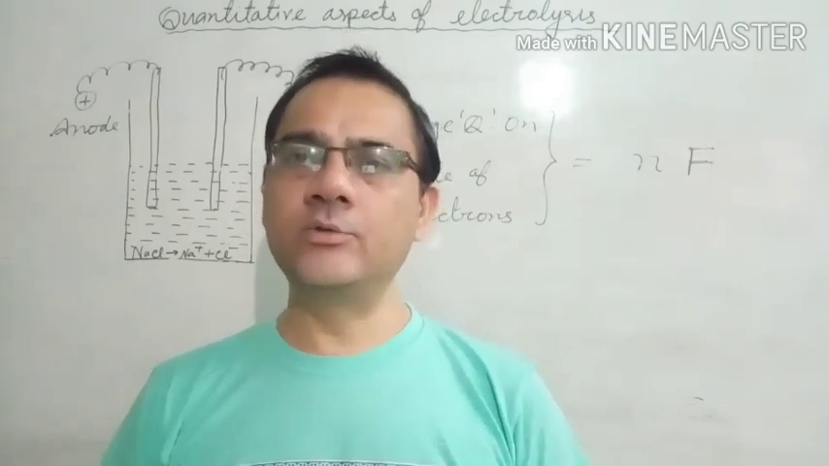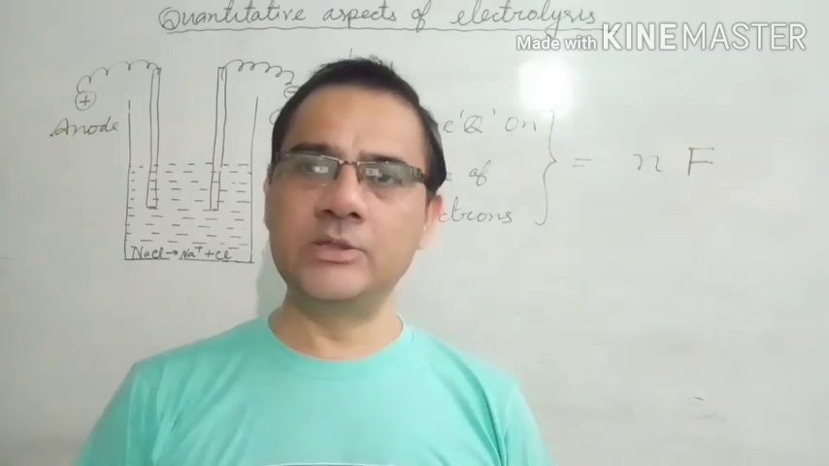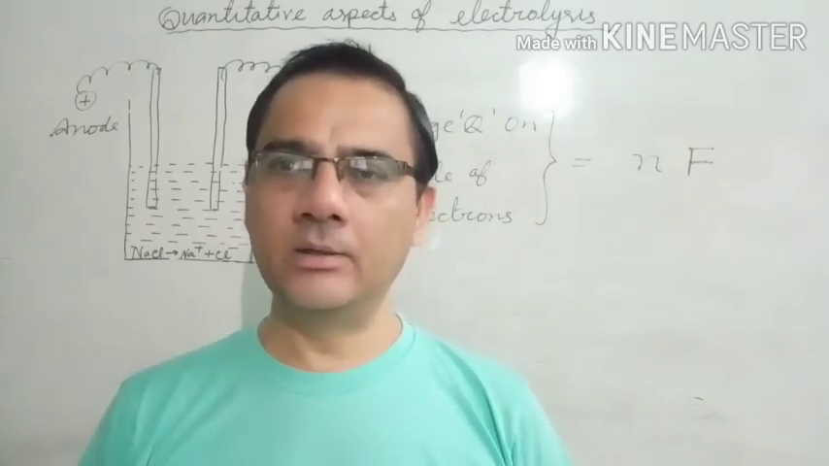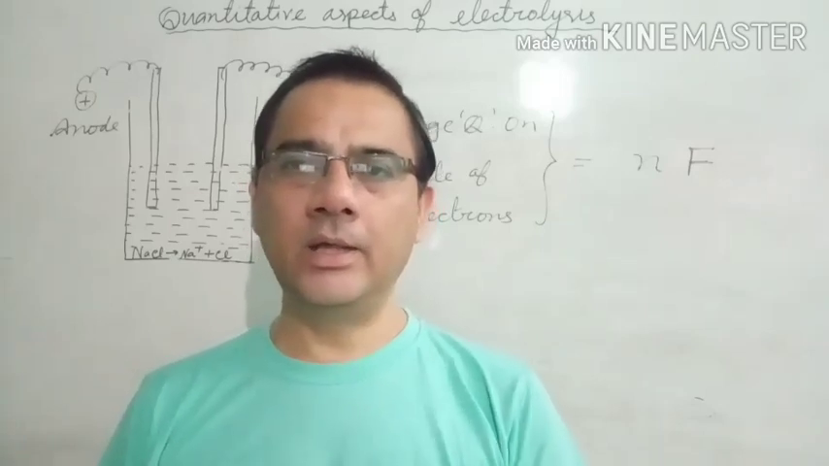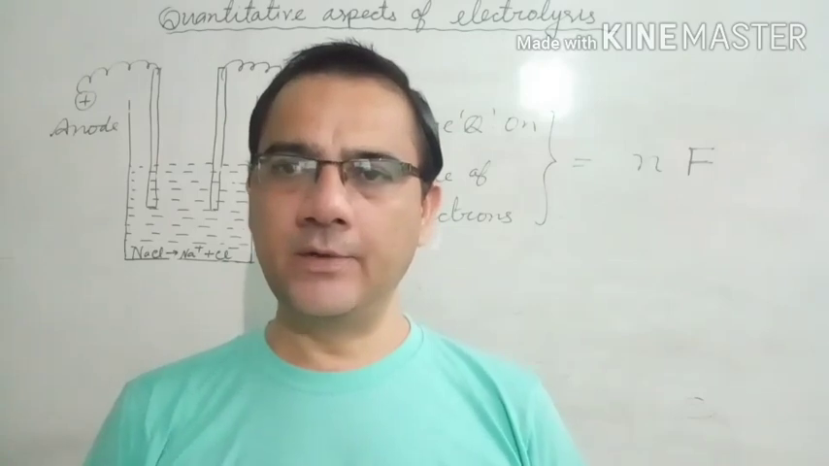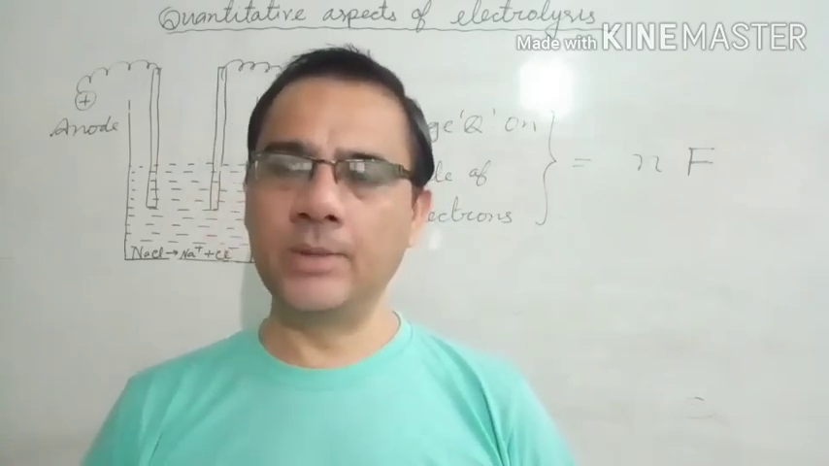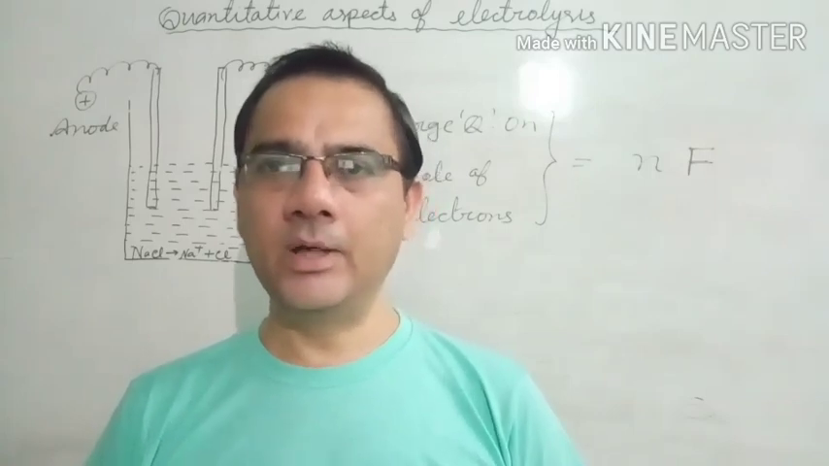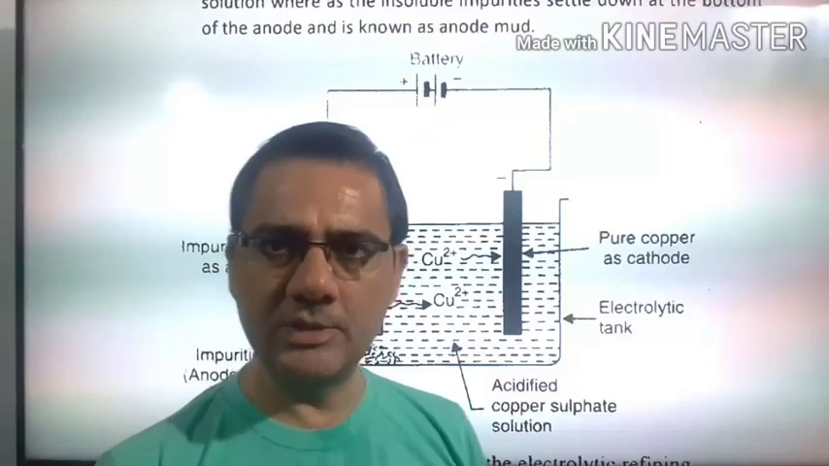So first we will try to understand the refining of copper metal. Whatever we study in the refining of copper metal, the same example we can write in the electrolytic cell. The best example of electrolytic cell is refining of copper metal. Whatever I am going to explain, keep in mind that it is the example of electrolytic cell. So we will try to understand with the help of this diagram.